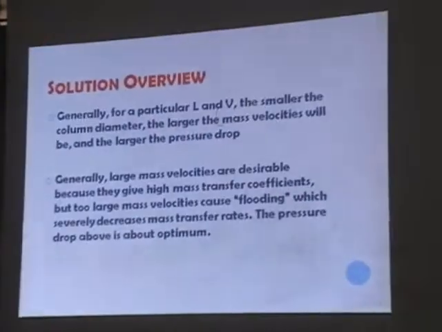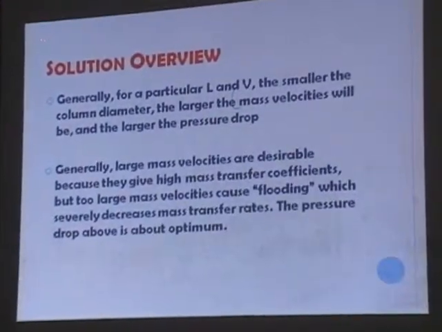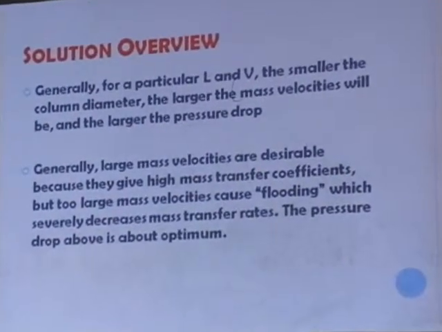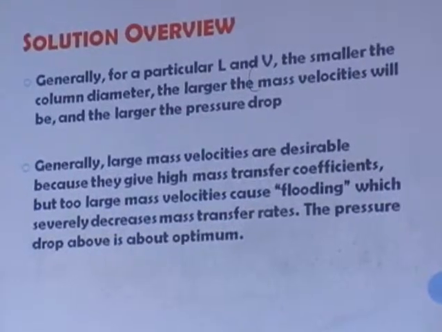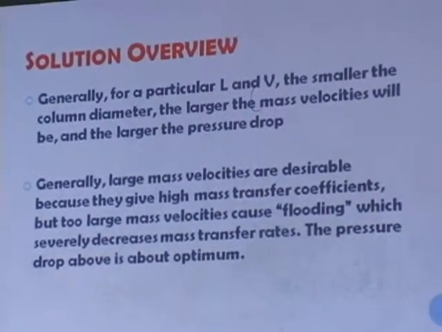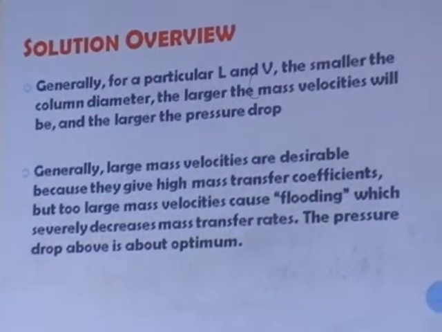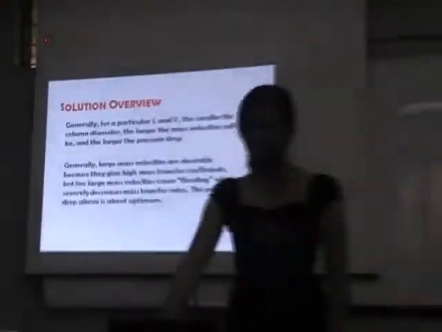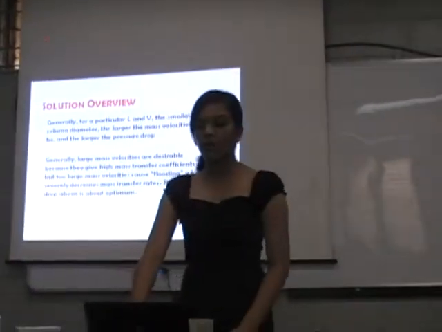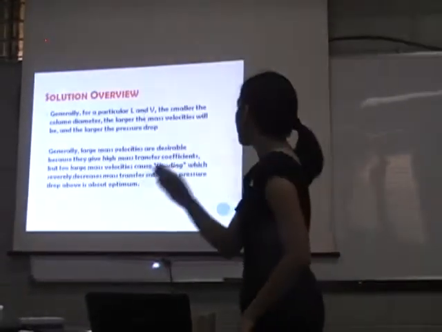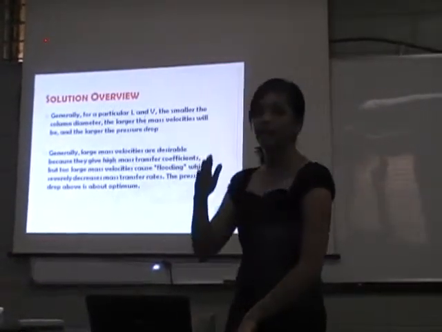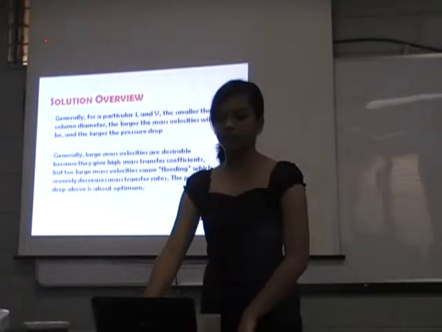Large mass velocities are desirable because they give high mass transfer coefficients, but too large mass velocities cause flooding, which severely decreases mass transfer rates. The pressure drop above is about optimum. So, mas maganda daw kung mas mataas yung mass velocities mo. Kaya dapat mas maliit yung column diameter mo.